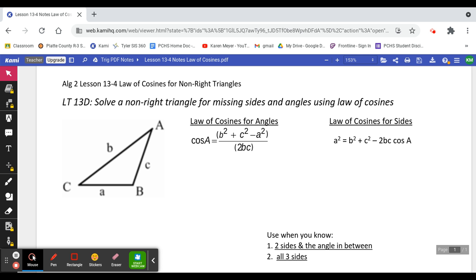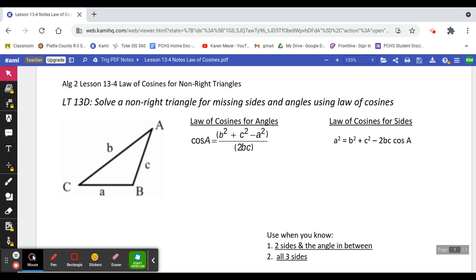For the law of cosines, we have two different formulas: one for angles and one for sides. I'm going to start with the sides first. If I want to find little a, it says little a squared equals little b squared plus little c squared minus 2 times b times c times cosine of big A.